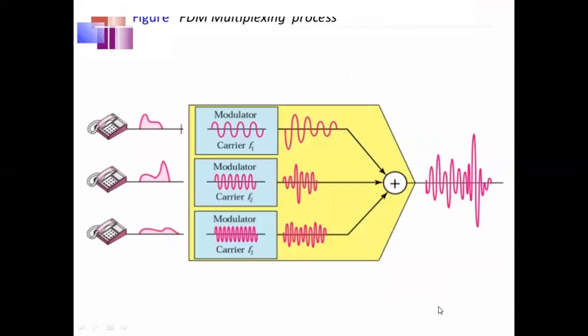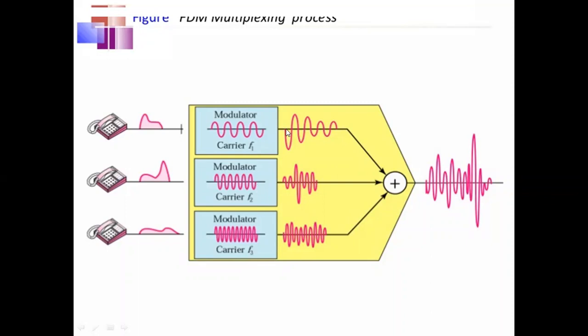Now here is the figure. The first signal has its own frequency range, frequency band, where the modulation takes place. That is F1. The second signal has a different frequency other than the first, F2, and the third signal has a frequency other than the second, F3. Here F1, F2, F3 are the different frequencies.